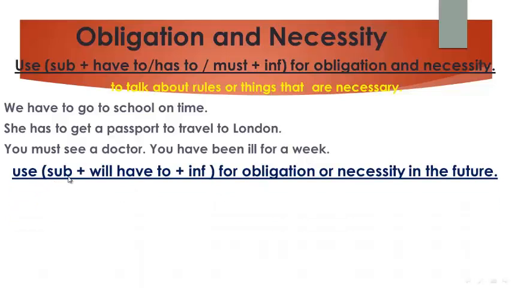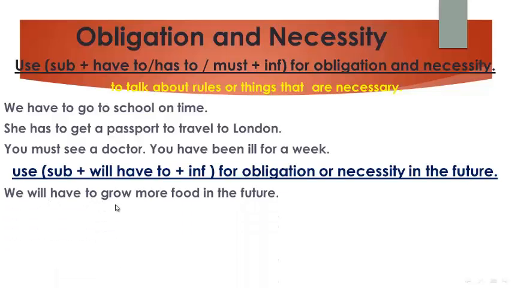We use the subject plus will have to plus the infinitive. After will comes have to, whether it's a singular or plural pronoun. For example, we will have to, or he will have to also. So use subject plus will have to plus infinitive for obligation or necessity in the future, to say that something will be important in the future. Let's see examples.